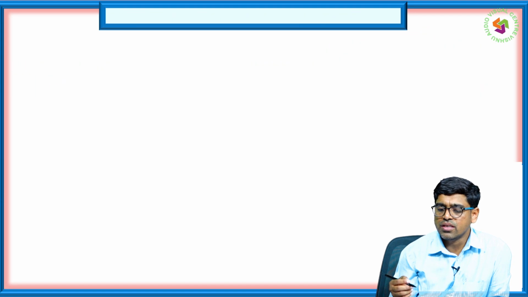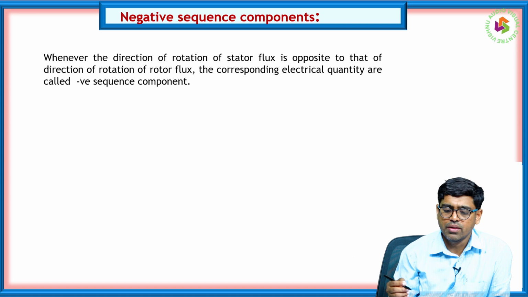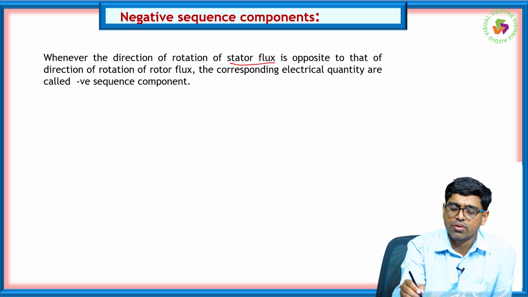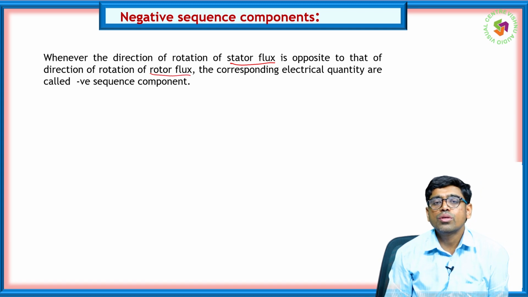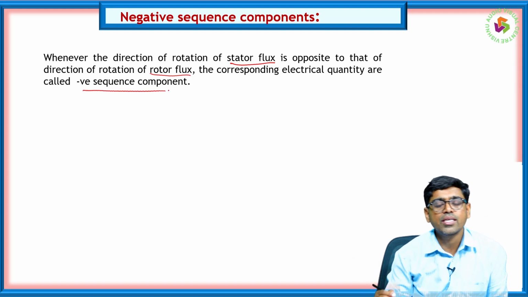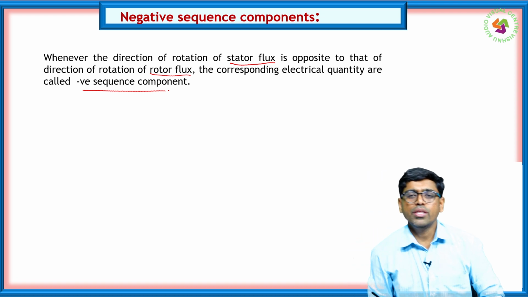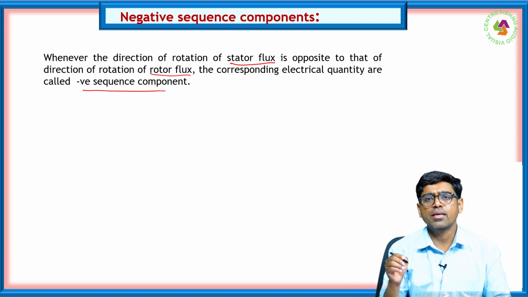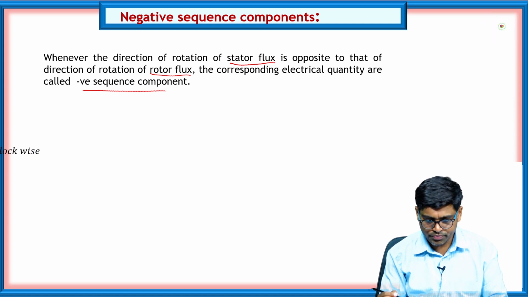But in case of the negative sequence component, whenever the direction of rotation of the stator flux is opposite to the direction of rotation of the rotor flux, so the stator flux is opposite to the rotor flux, the corresponding electrical quantity is called the negative sequence component. So in this negative sequence component, the flux induced in the rotor and the stator are both opposite.